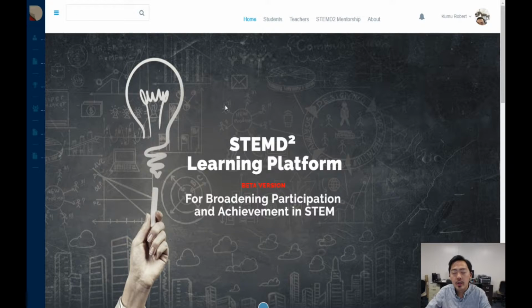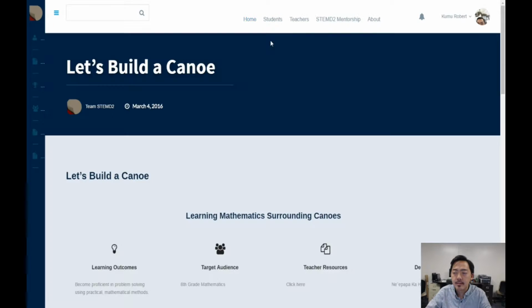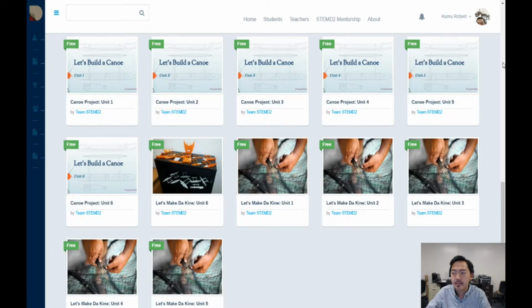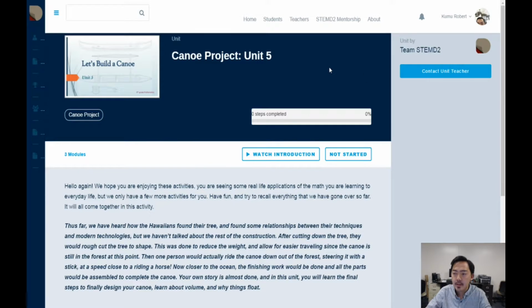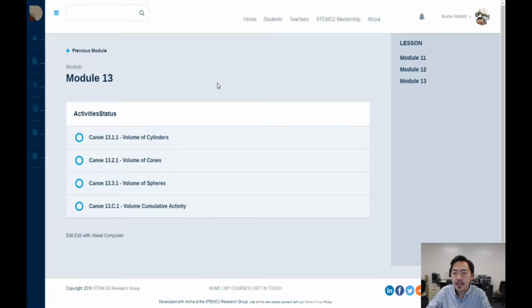Canoe project. To begin, let's go onto our website, www.stemd2.com, and after we've logged in, let's go ahead and go on to Students, and let's build a canoe. Module 13 is in Unit 5 of the Go Math book. Let's go down to Module 13. Here are the list of activities for Module 13, which is about volume.